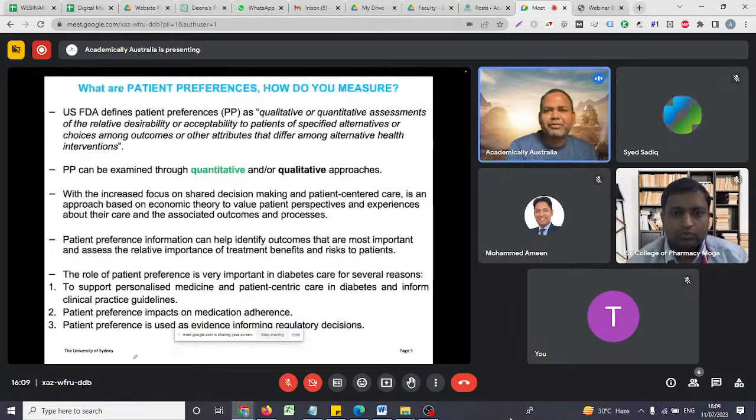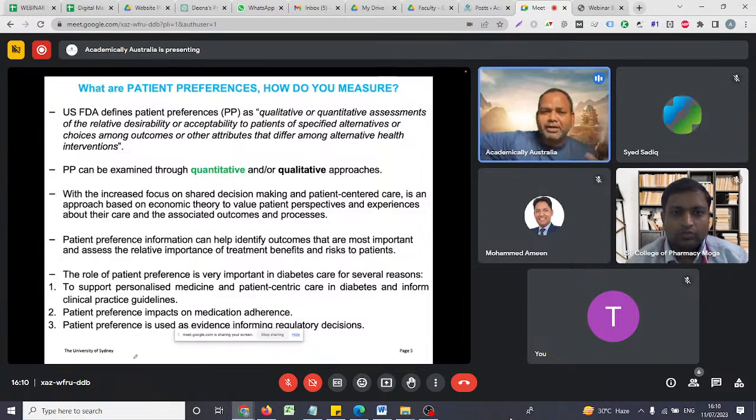So what is the patient preference? How can we measure this preference? The US FDA basically gives the definition. Any new medicine going to market in the US has to have a patient preference study beforehand. The main reason is, for example, if there is already some treatment available for that particular condition or disease, they want to check the acceptance of the patient, whether the patient wants to use this medicine, what the advantage is, and how much money they can pay.